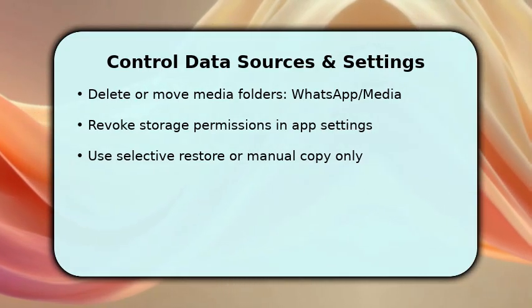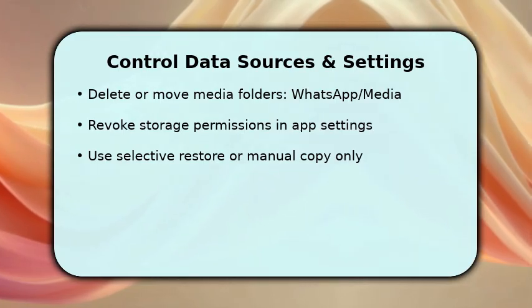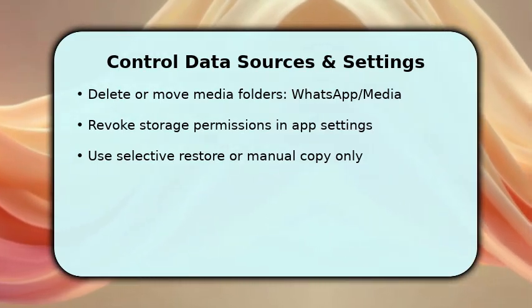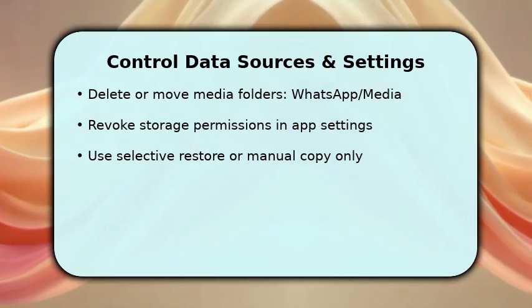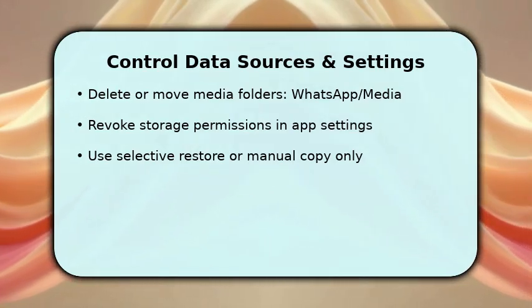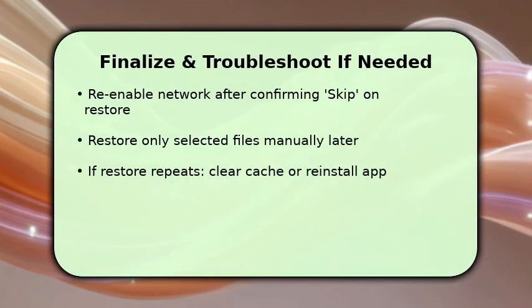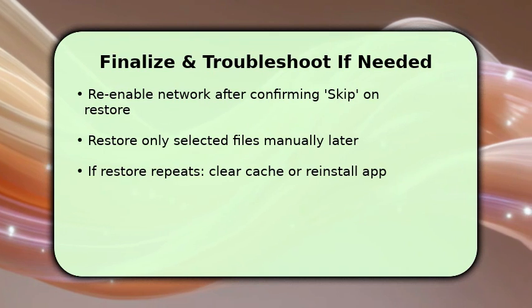Make sure to re-enable permission only after confirming the restore is skipped. This prevents mass restores, while allowing setup to finish. Turn off airplane mode and confirm you selected skip on the restore screen so WhatsApp proceeds without media.